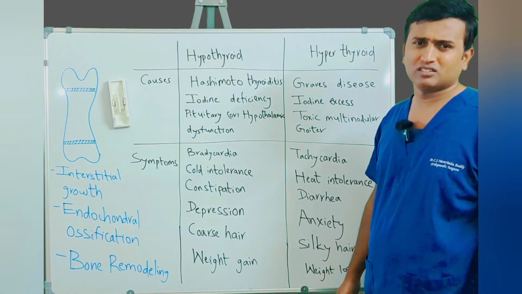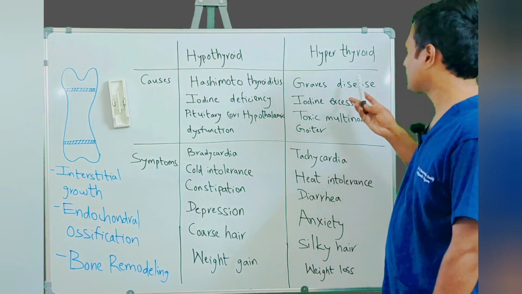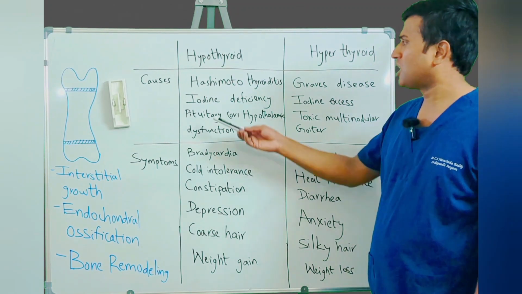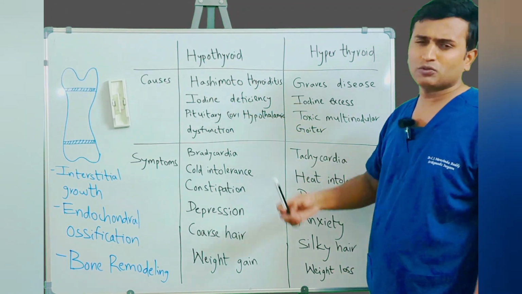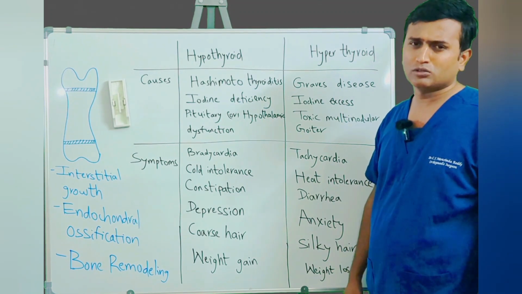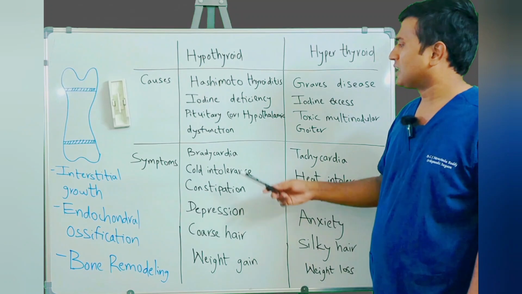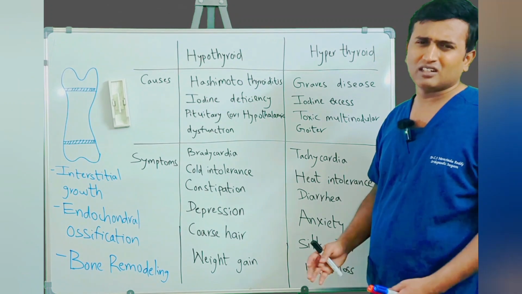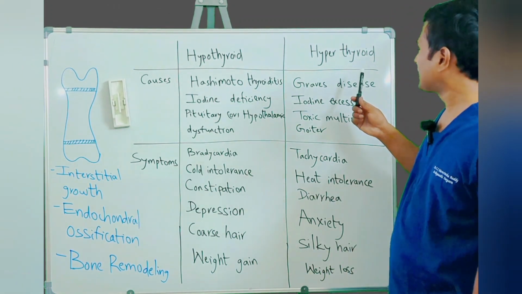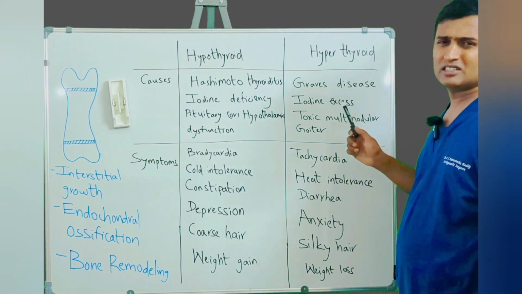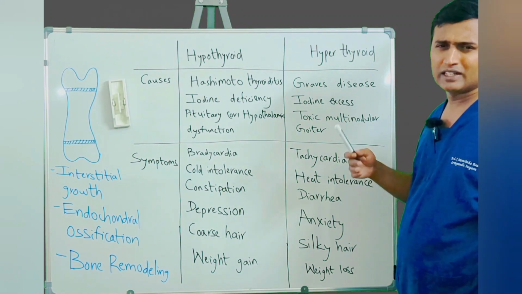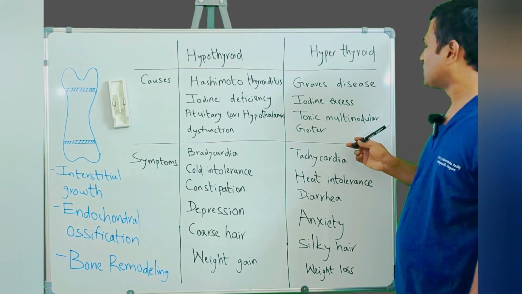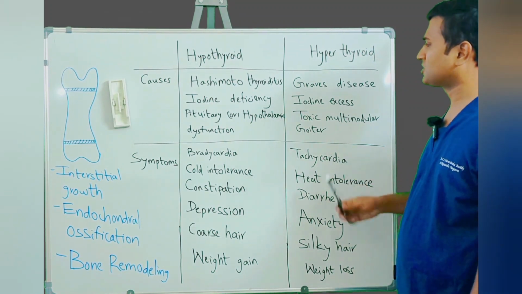Now, what are the causes of hypothyroid and of hyperthyroid? We have an autoimmune condition which we call Hashimoto thyroiditis. The second one is low levels of iodine, which also causes hypothyroidism. And the third one is pituitary or hypothalamus dysfunction. And there are others also. When we come to hyperthyroid, we have Graves' disease, and excess iodine also causes hyperthyroid. And we also have toxic multinodular goiter in this condition.